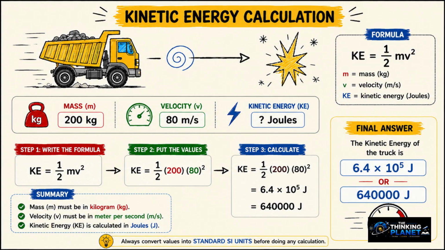After doing the math, squaring the 80 first to get 6,400, then multiplying that by the mass of 200 and cutting the whole thing in half, we arrive at our answer. 6.4 times 10 to the 5th power, or 640,000 joules. That scalar value represents the raw kinetic energy of that specific vehicle moving at that exact speed.